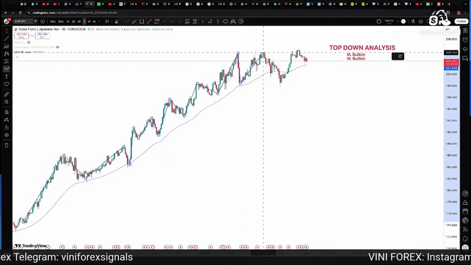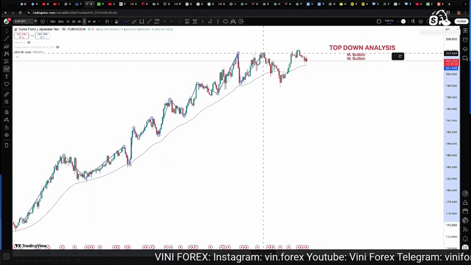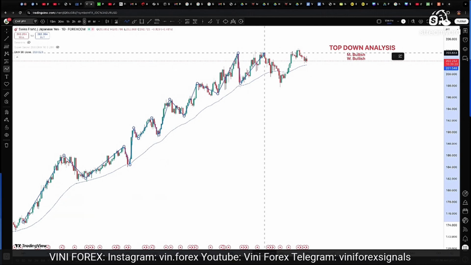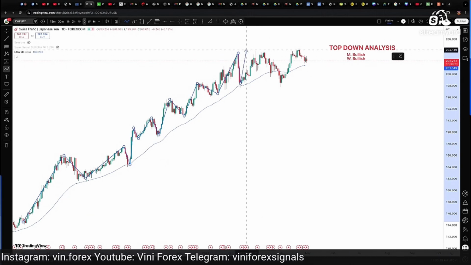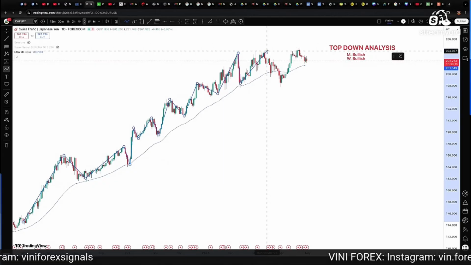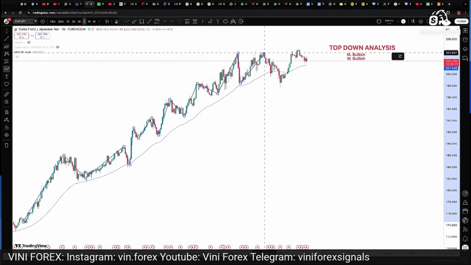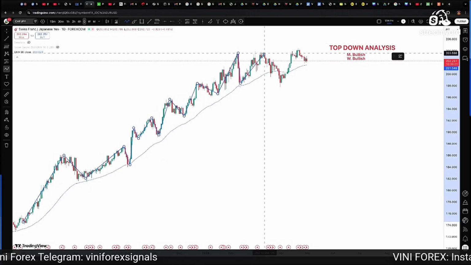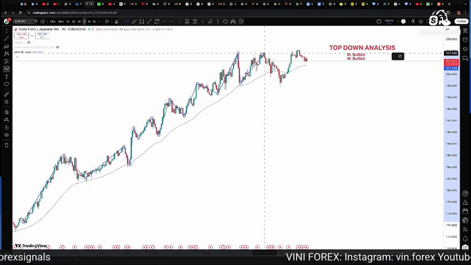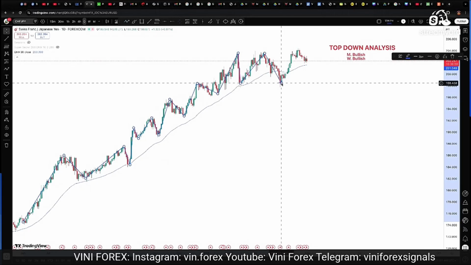It came here and gave us an equal high. This high and this high, they are looking equal. Do you see that? They are looking equal. It didn't go beyond this high. So this is clearly an equal high. It didn't give us a higher high. It's an equal high. So after this equal high, what happens? The market came here and gave us a low, an equal low again.